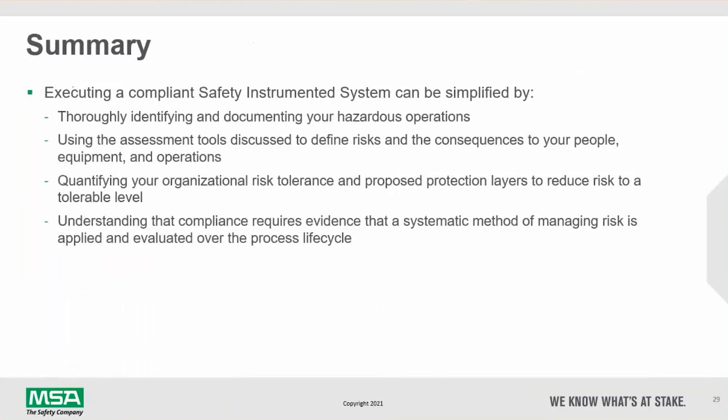In summary, executing a compliant safety instrumented system can be simplified using the tools John talked about today. And this means thoroughly identifying and documenting your hazardous operations, using those tools to define the risks and the consequences for your people, your equipment, and your operations, quantifying your organization's risk tolerance and protection layers to reduce risk to that tolerable level, and also understanding that compliance requires evidence that a systematic method of managing risk has been applied and is being used over each of your processes' life cycle.